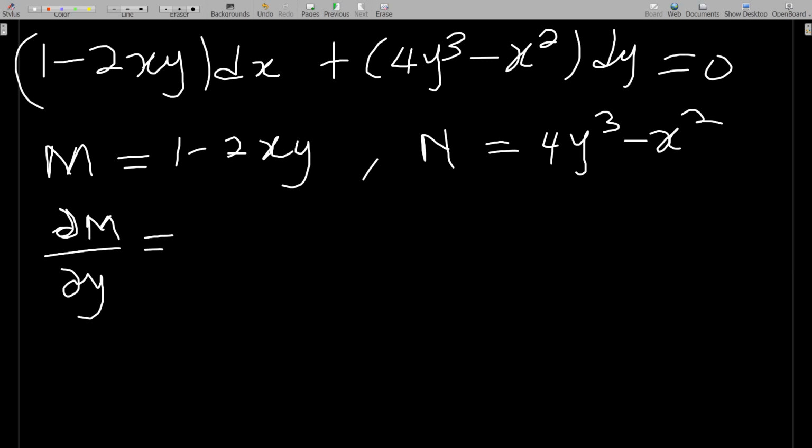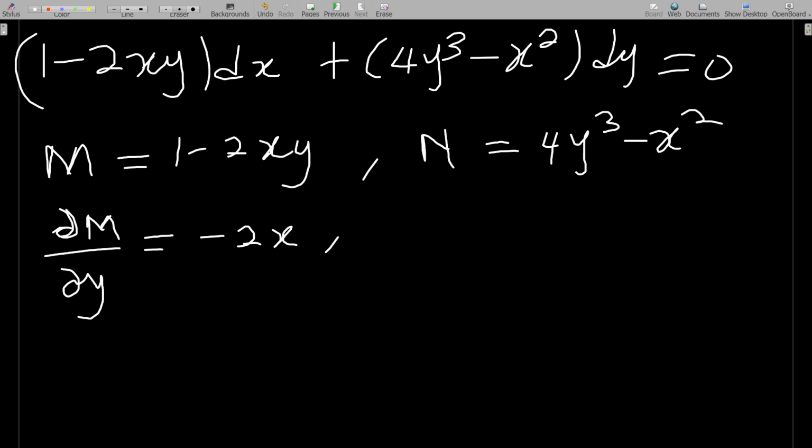So this del M del y means that I'm differentiating this whole thing with respect to y only, and that will give me what? Holding everything constant will give you minus 2x. I hope you understand partial derivatives. So I have a video on partial derivatives. If you don't understand this, you can check that one out too.